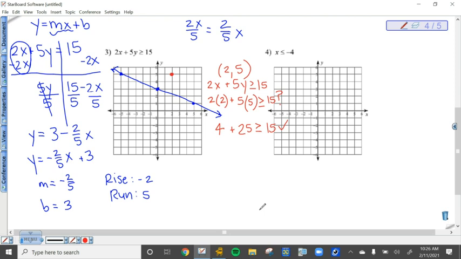I tend to doubt my arithmetic skills, so I choose 2 points just to try it over again, to be totally sure. But you can just pick 1. That's fine. Since this was true, that means I can shade that top half. And so my solution is this line and everything above it. Any questions?